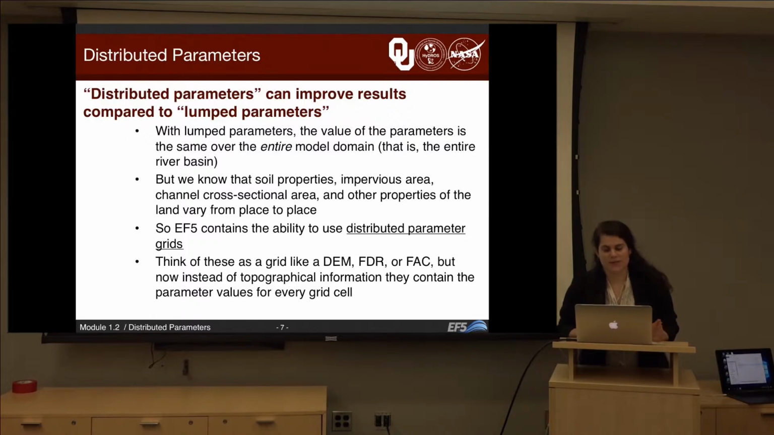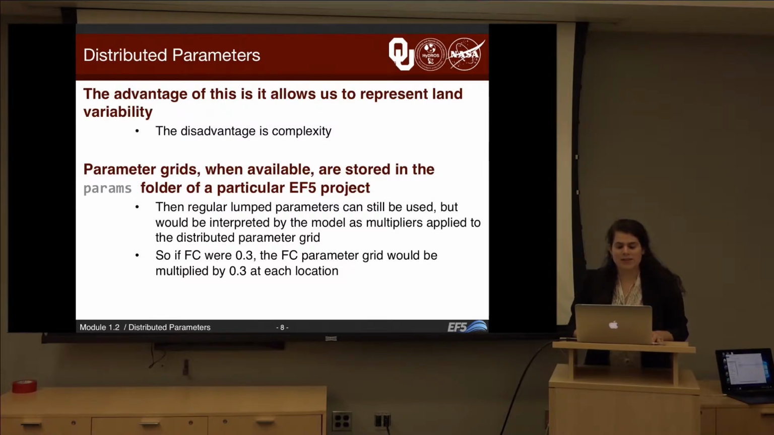You can think of these distributed parameter grids like a DEM, an FDR, or FAC that we've seen before. But instead of topographical grids, each grid contains parameter values for every grid cell. The advantage of this is that it allows us to represent land variability. However, the disadvantage is that it's very complex to calculate the values as well as to use them. However, it's easy to use in EF5.